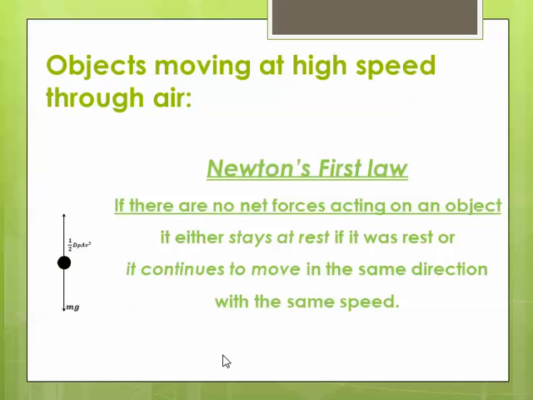If there are no net forces acting on an object, it either stays at rest if it was at rest, or it continues to move in the same direction with the same speed. So here we are. Our object was moving downwards. It has reached its terminal velocity. So then there are no net forces anymore.